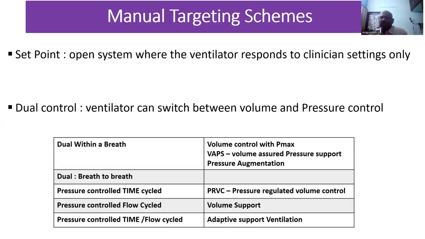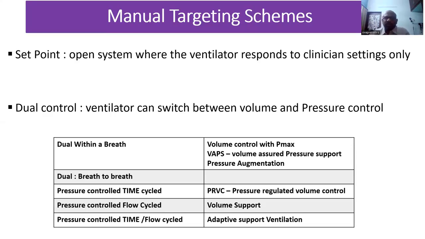Within a breath, examples are volume control when you have a Pmax set, like in a Draeger ventilator, VAPS, that is volume assured pressure support. Another name is pressure augmentation. In VAPS and pressure augmentation, the dual control is within a breath. That is, the breath starts either with pressure control and ends as volume control, or starts as volume control and ends as pressure control. So within a breath, it can alternate.